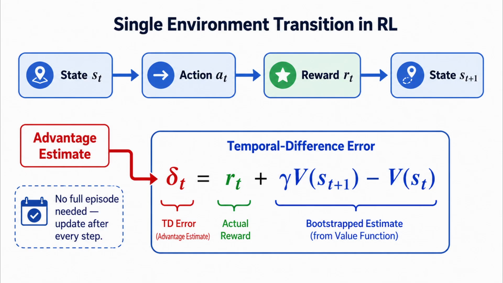This is the one-step Bellman residual. It says: the reward I actually got plus the value I bootstrapped from the next step, minus the value I expected. Positive delta means this transition was better than expected, exactly what advantage captures. Using the TD error as the advantage means we only need to train one critic network, the value function V, not two.